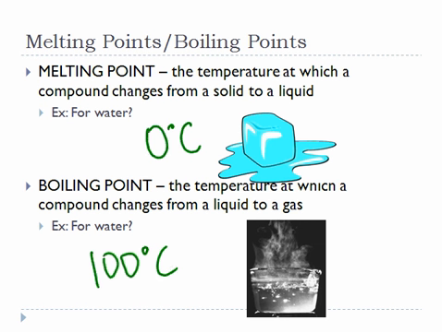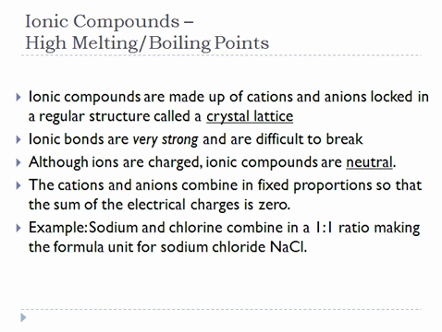So for our next slide, we're going to look at the melting and boiling points of ionic compounds. Ionic compounds are made up of cations and anions. Remember that your cations are your positively charged ions and your anions are negative. And they're locked into a regular structure called crystal lattice. That's a new word for you, and you need to make sure you remember that, crystal lattice. Ionic bonds are very strong and are very difficult to break. And although ions are charged, overall the ionic compounds are neutral.